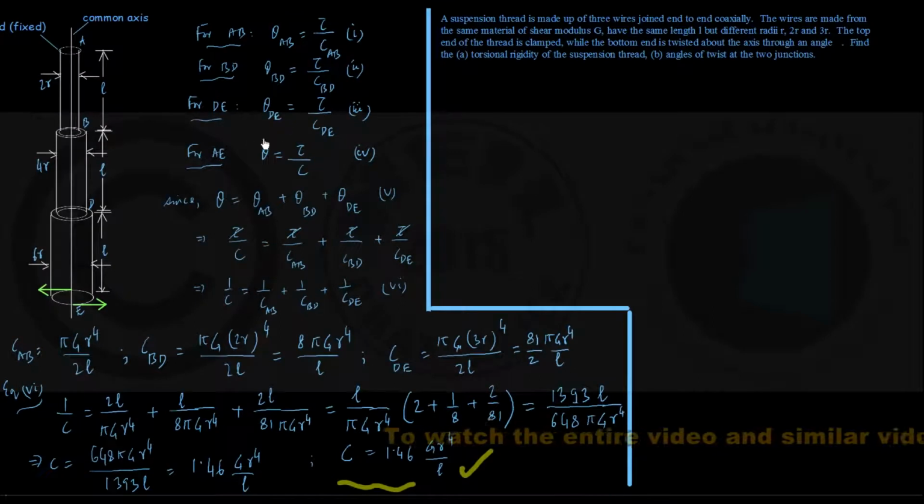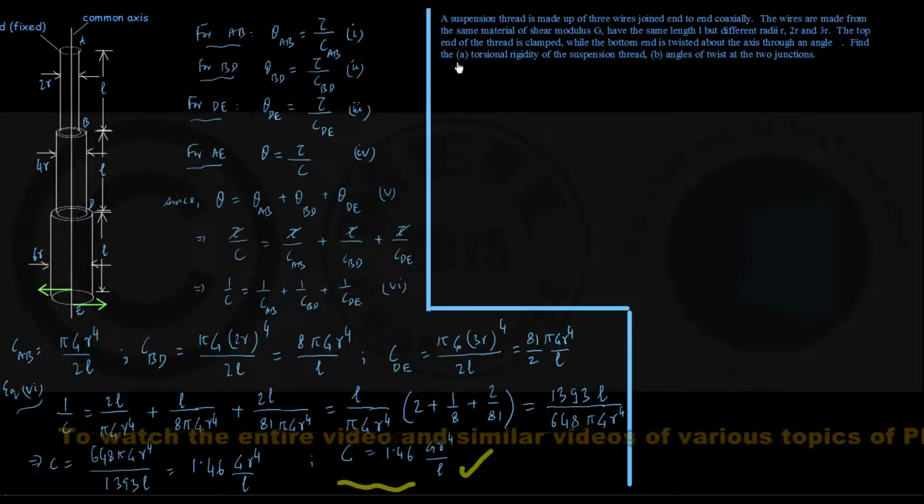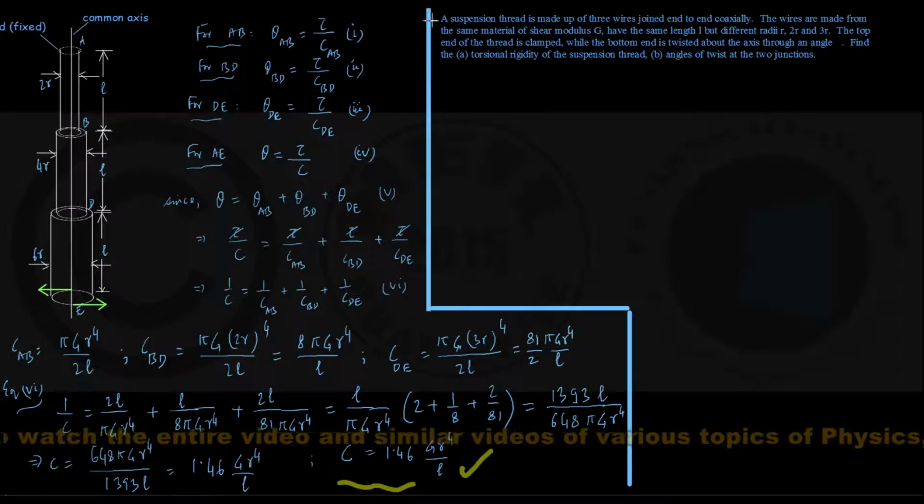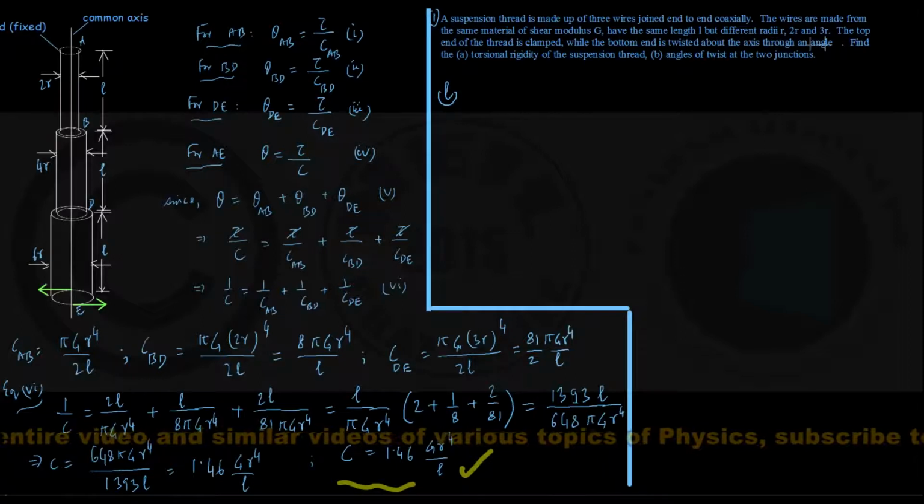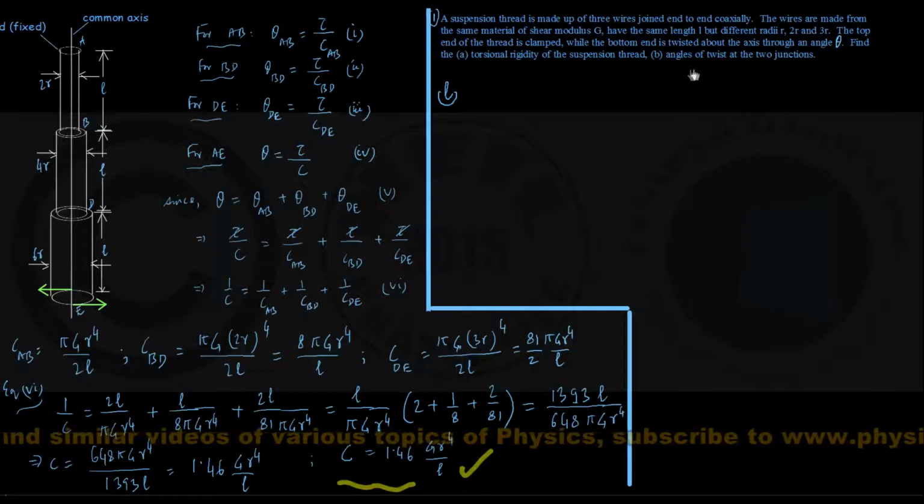Since I have made so much calculation in this page only, it will be advantageous if I could complete the part B also in this page. So I shall make a valiant attempt towards that. So here was the question that was given earlier, and part B we are doing now, and this angle is of course theta. We will find out the angles of twist at the junctions B and D.